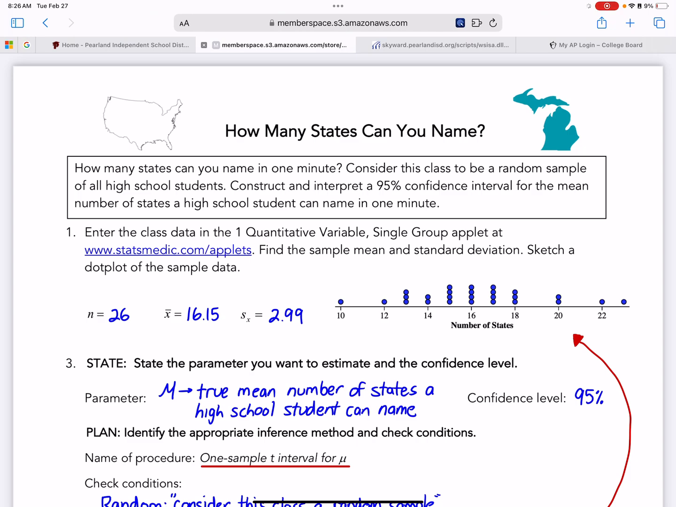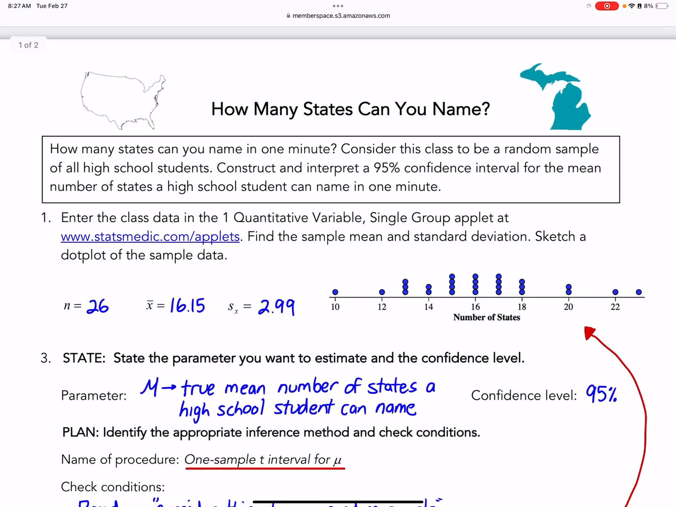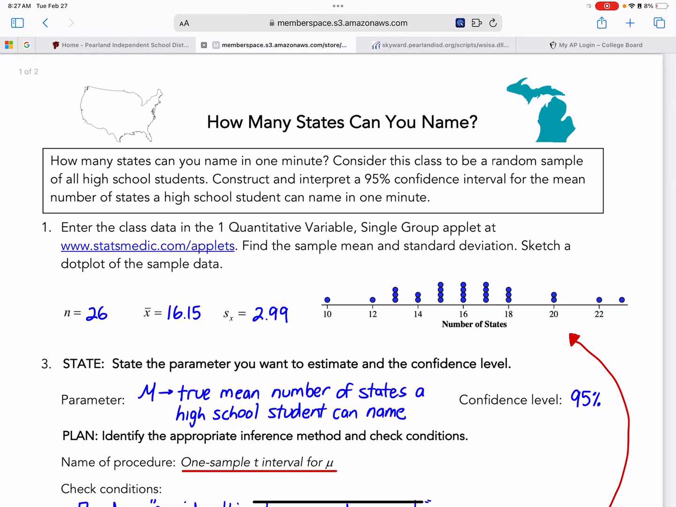1 minute. So what we did in class is that I had every single person basically write down or name to each other, timed 1 minute, and then the other timed 1 minute or said the names of the states, and found how many states you could name in 1 minute. Then we found we had 26 students, so that's why n is equal to 26. The mean states was 16.15, so we added up them all, divided by 26, and we got 16.15, and the standard deviation was 2.99. And then when we graphed it, this is what we got.